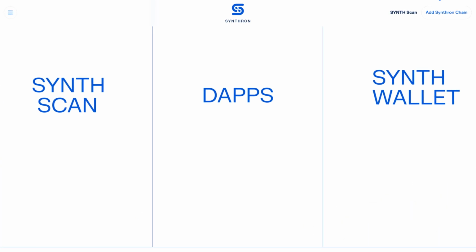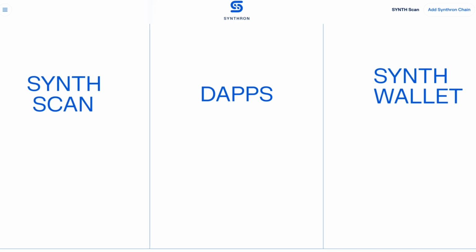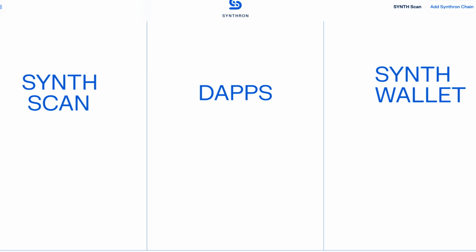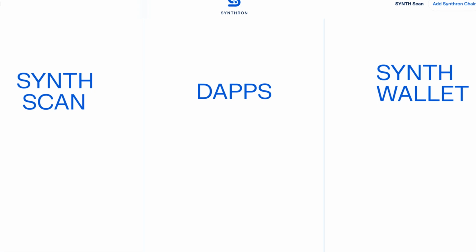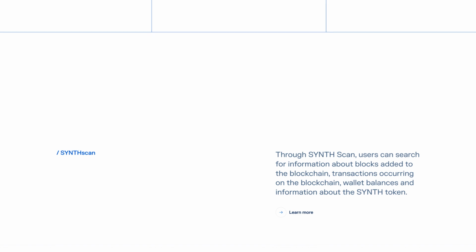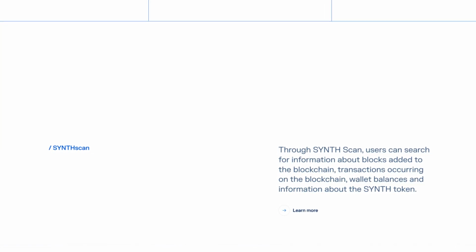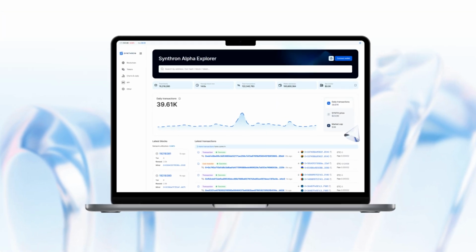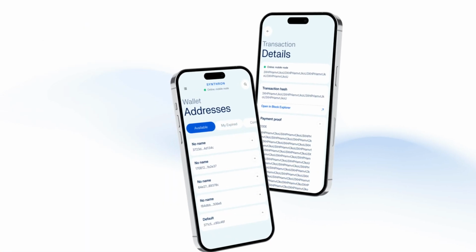A couple of other features are that there's SynthScan. SynthScan is where you can find Block Explorer and Analytics, dApps, an all-in-one decentralized finance platform, and Synth Wallet. Through Synth Wallet products, they want to build payment, transfer, and other actions into applications, connect and activate all digital assets. So through SynthScan, users can search for information about blocks added to the blockchain, transactions occurring on the blockchain, wallet balances, and information about the Synth token. And as we can see on screen, that's what the Synthron Alpha Explorer looks like. There's also a graphic showing what it looks like on mobile.